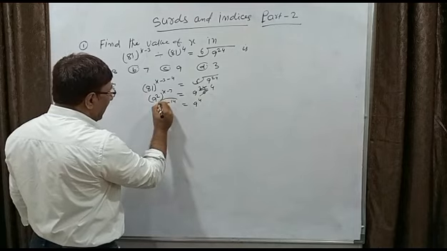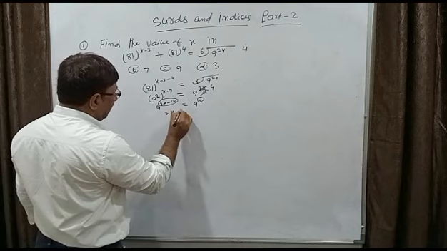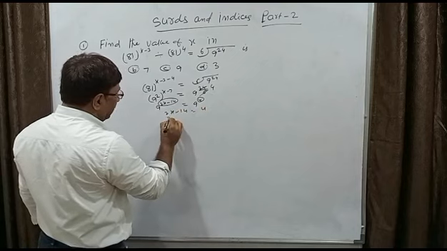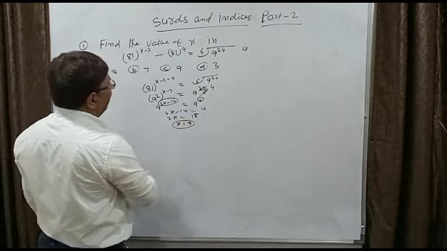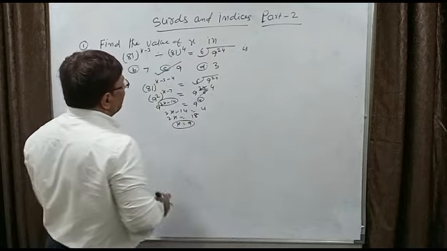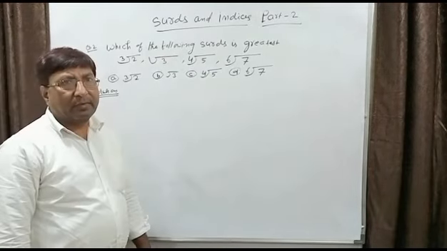So here the power is 2x minus 14 and this is 4. So 2x minus 14 is 4. So we will get 2x equal to 18 and x equal to 9, since 2 nines are 18. So our correct answer is 9.